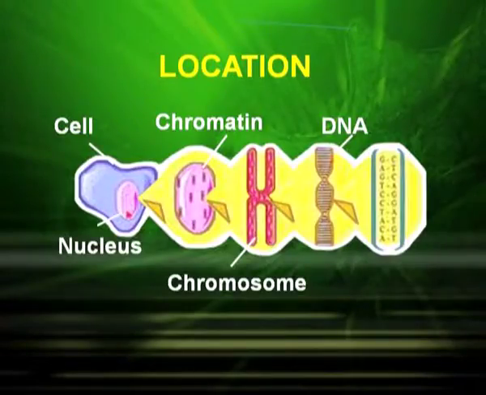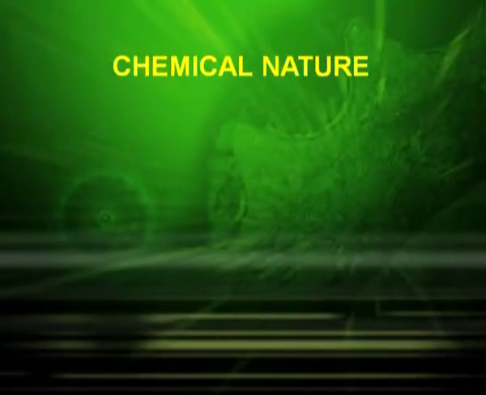Before we go into the detail of DNA structure, let us see where the DNA is located. The DNA is located in the cell. The cell contains the nucleus. The nucleus contains chromatin material. The chromatin material, during cell division, organizes into chromosomes. The chromosomes contain the DNA. Now, let us recall the chemical nature of DNA.